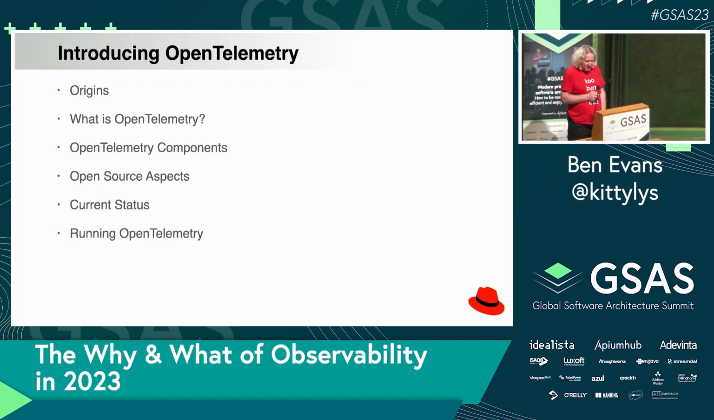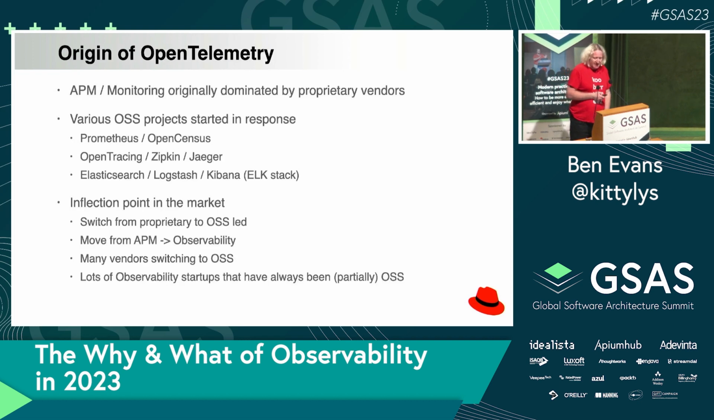I'll talk about the origins, what it is, and some of the components that are here. Basically, the very short version of the history is APM started off with proprietary vendors. Lots of companies didn't like that, and big places like Google certainly didn't want to pay proprietary companies that sort of money. So what started were a bunch of open source projects. Some of the names up there, the things which end up in the Elk stack, for example.